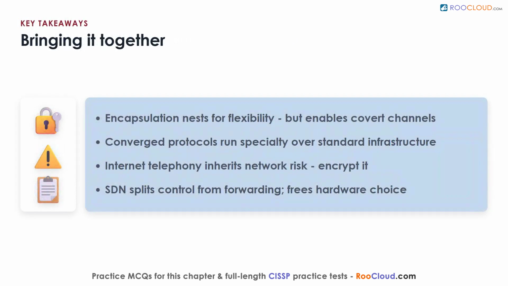Layered encapsulation lets protocols nest for flexibility, encryption, and tunneling, but that same power creates covert channels that bypass filters and cross boundaries. Converged protocols run specialized services over standard infrastructure, from storage networks to high-speed compute links. Internet telephony is a popular converged protocol that inherits network risks, so insist on encryption.